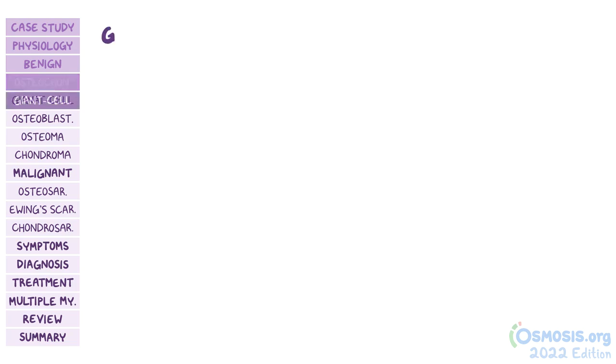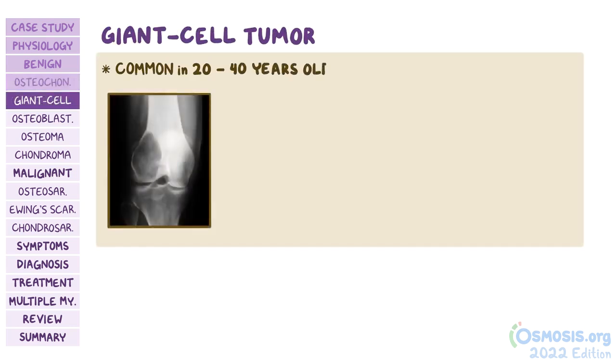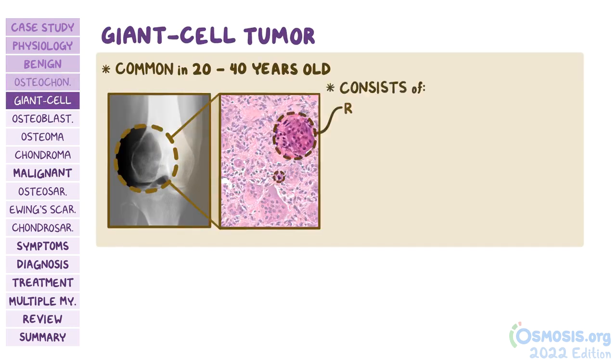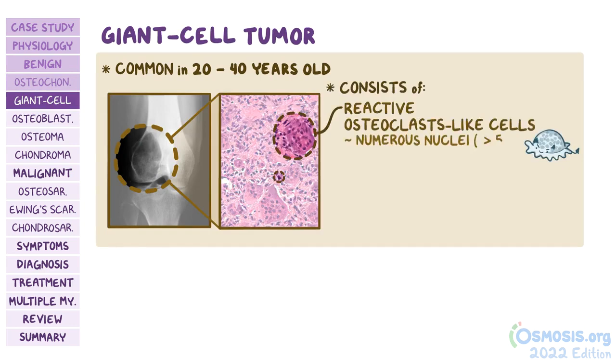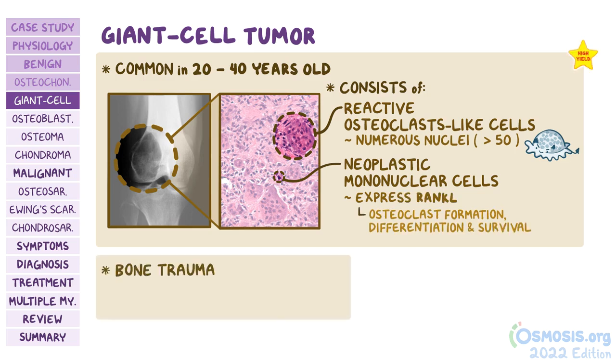Another benign tumor is the giant cell tumor of the bone, more common in those 20 to 40 years old. The tumor consists of reactive osteoclast-like cells, which have numerous nuclei, typically over 50, and of neoplastic mononuclear cells that express RANKL, a receptor that mediates osteoclast formation, differentiation, and survival. A well-known risk factor is having bone trauma like a fracture or radiation exposure.